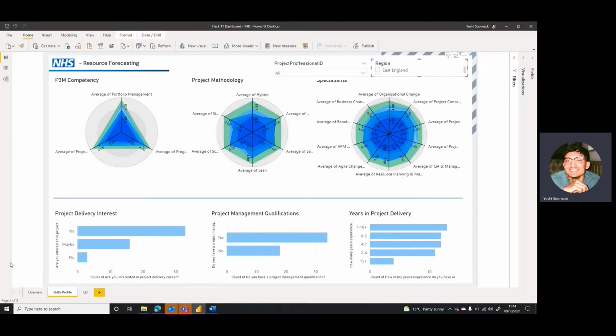We know aptitude and attitude are key indicators of development, so we also collect data on project interest, qualifications and experience. This data is an improvement on the current skills collection tool provided by the NHS. We also gave all project professionals a professional ID, which would be unique so they could use it with the ESR when looking at future qualifications and CPD.